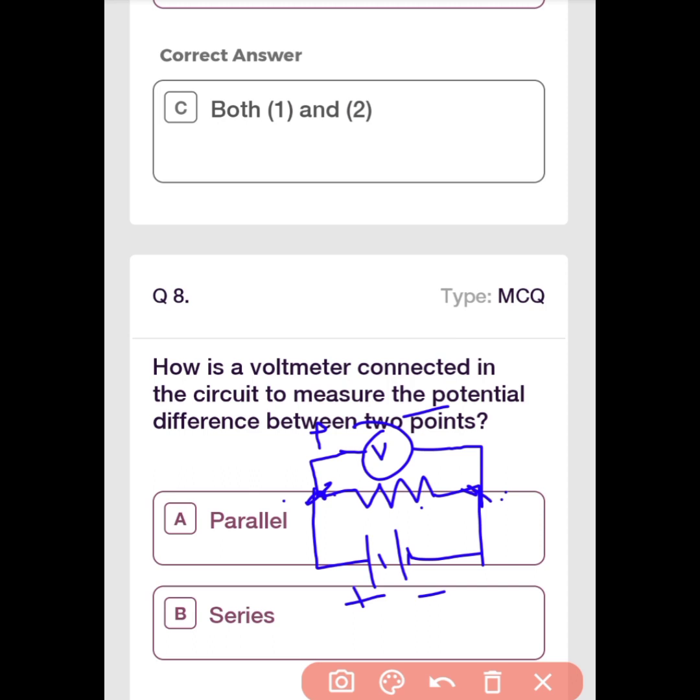So we have to connect how? Parallelly. We have to connect parallelly, or the parallel connection is also called shunt. Okay, shunt connection. Fine.